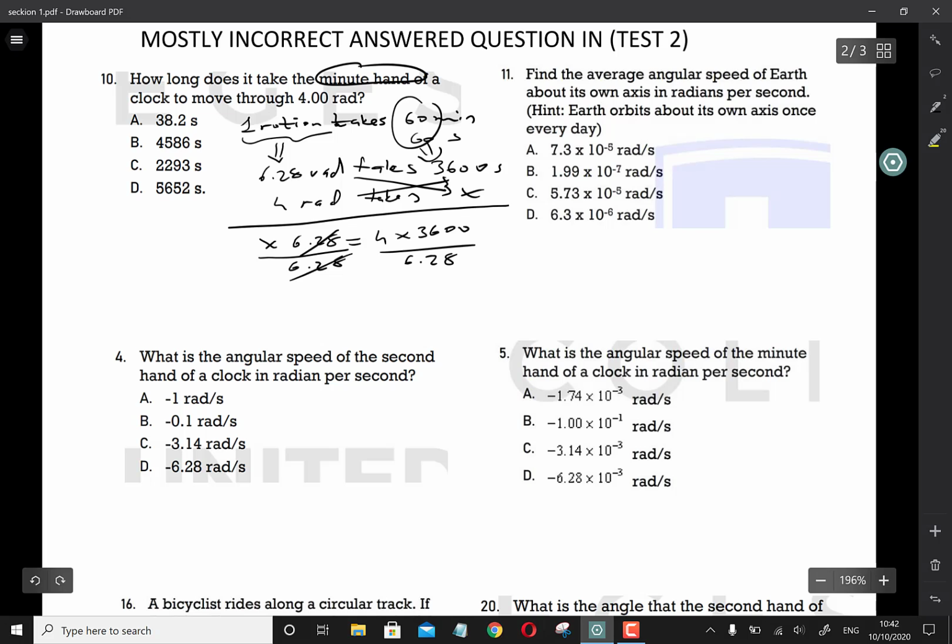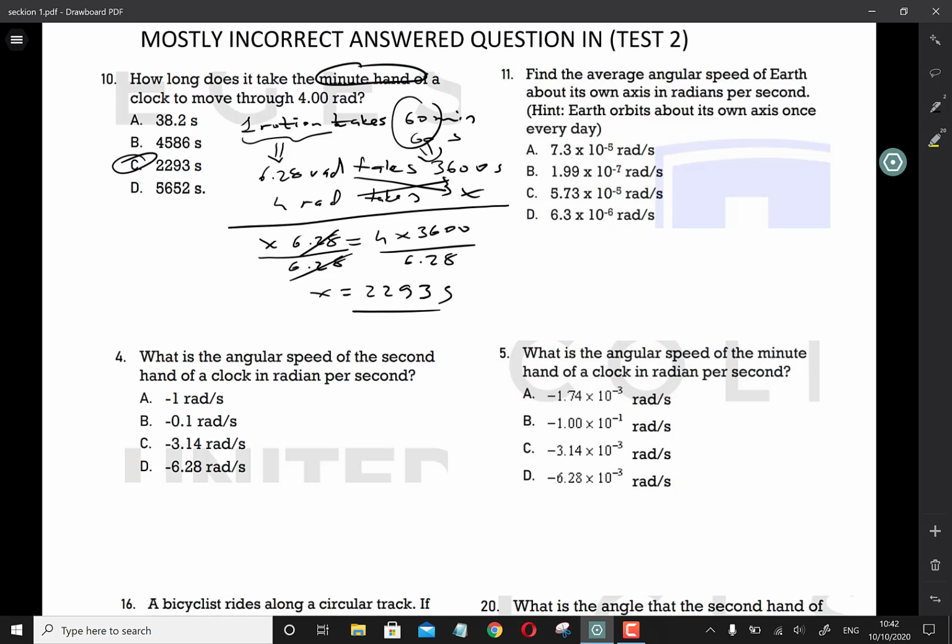Simplify by dividing both sides of the equation by 6.28, and we get the answer. Let's check it. 4 multiplied by 3,600 divided by 6.28 is equal to 2,293 seconds. So C is the correct answer.